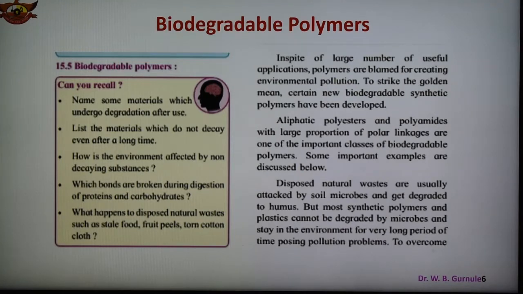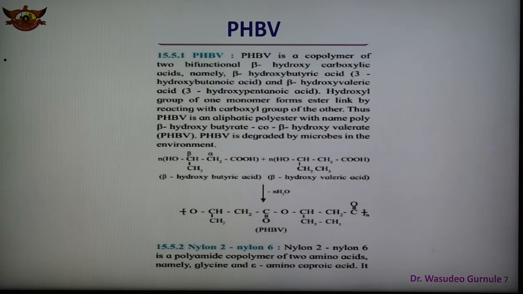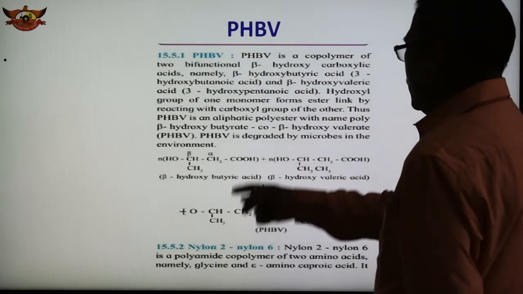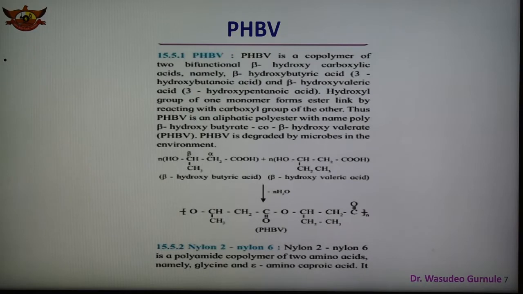As we know, disposed natural waste is attacked by soil microbes and gets degraded to humus. But most synthetic polymers and plastics cannot be degraded by microbes, and therefore they stay in the environment for a very long time and cause pollution. So to overcome this problem, these two important polymers, PHBV and nylon 2 nylon 6, have been synthesized by scientists.